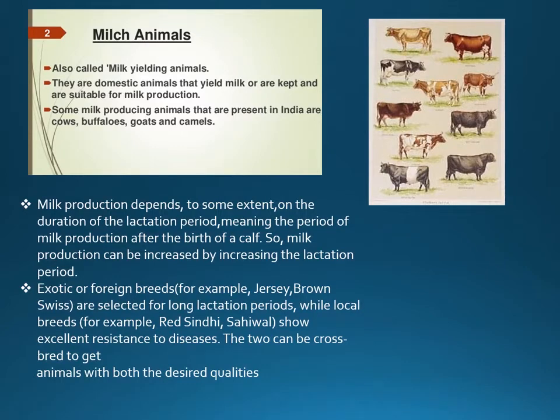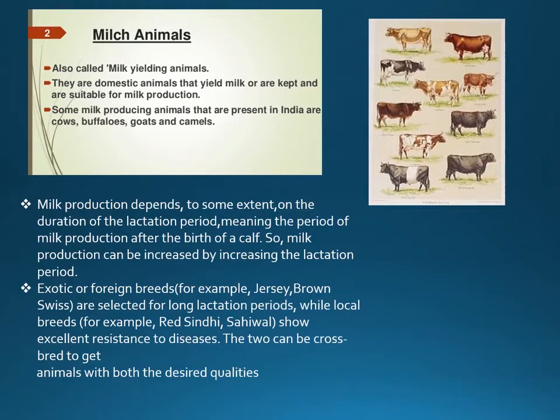Exotic means foreign breeds, brought here from abroad. For example, Jersey and Brown Swiss are selected for long lactation period, while local breeds, for example, Red Sindhi and Sahiwal, show excellent resistance to diseases. The two can be crossbred to get animals with both desired qualities.